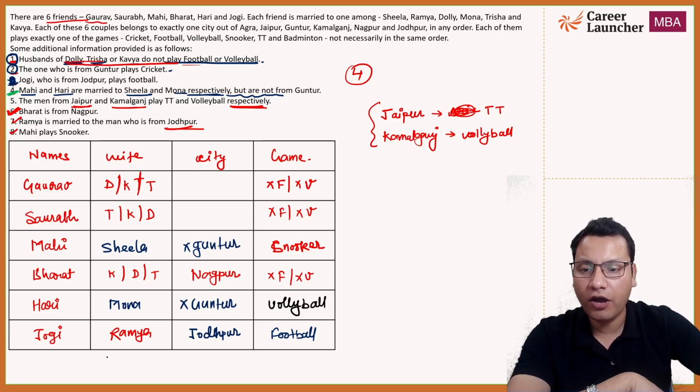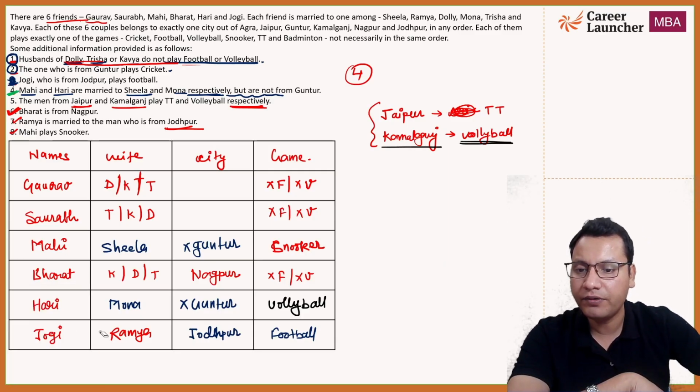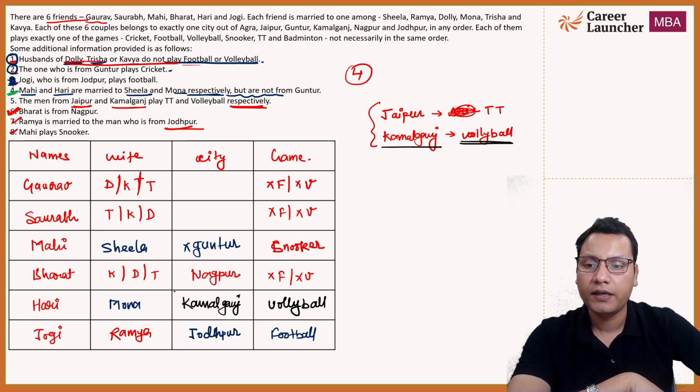And if he is playing volleyball, he must be from Kamalganj, looking at this data. So I'll put Kamalganj here. This is Kamalganj. Right, so we have all the unique data for Hari. Hari's wife is Mona. He resides in Kamalganj and he plays volleyball.